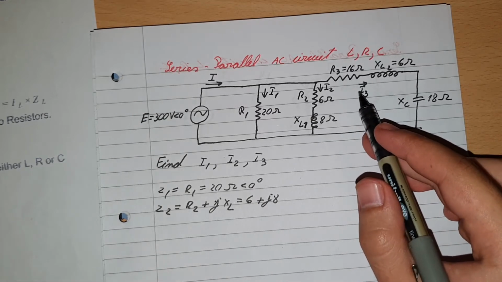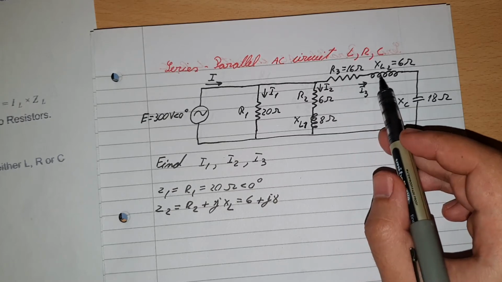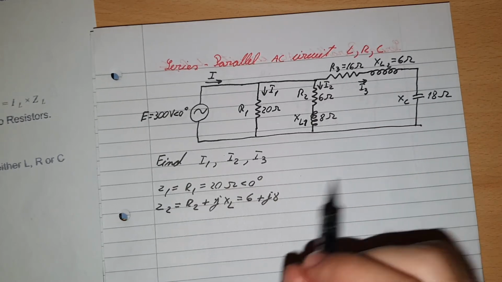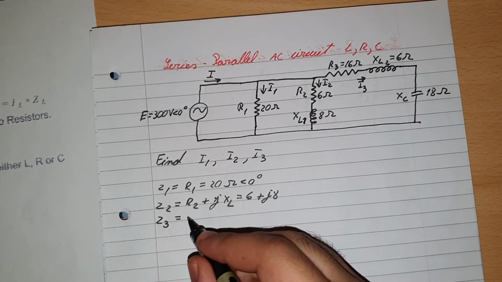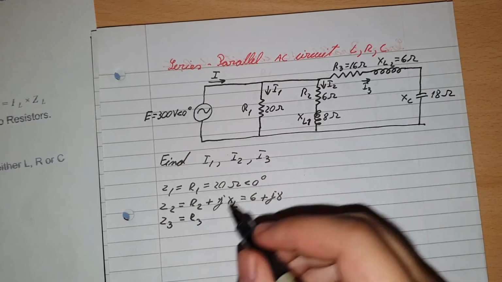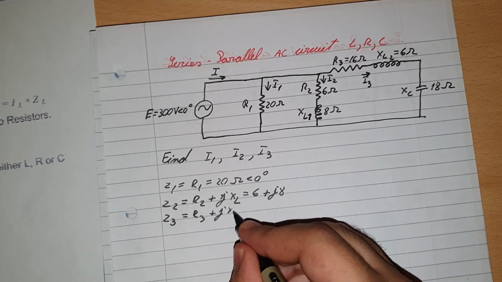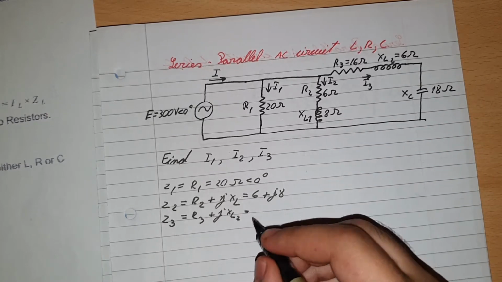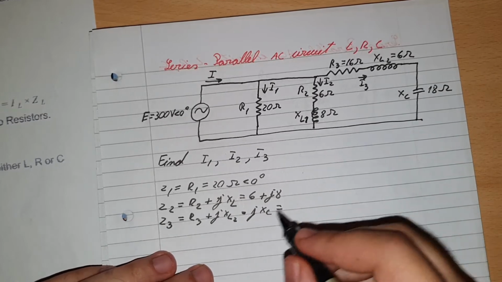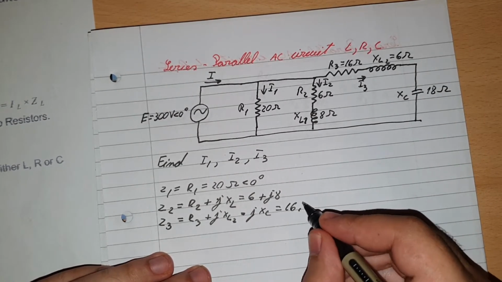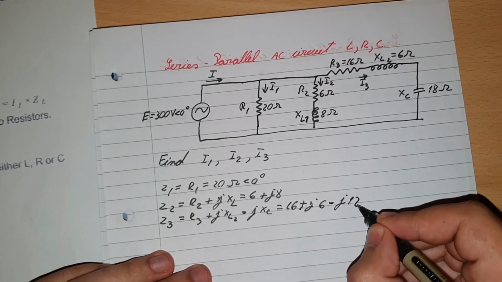Alright, now let's go to the current number 3. So what components does current number 3 go through? Well, current number 3 goes through resistor 3. The current also goes through XL2 and it goes to XC. So then Z3, the third Z value that we split it into, will be R3, this resistor here, plus XL2, so jXL2, minus the capacitor, which is jXC. And that will be equal with 16 plus j6 minus j18.